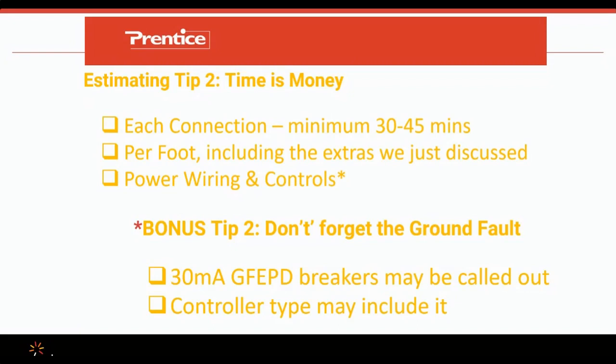Sometimes it's called out in the spec. Sometimes it's called out in the panel schedule. Sometimes it's missed altogether. It's something for you to be aware of. You can have a 30 milliamp ground fault equipment protection style breaker, or you can have the controller itself have a ground fault protection included in it. So be sure to think about that. And if you have any questions, be sure to ask us and we can get you through that.